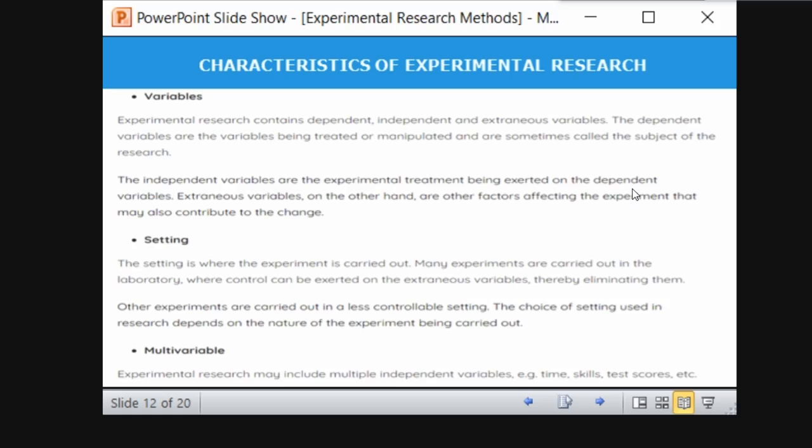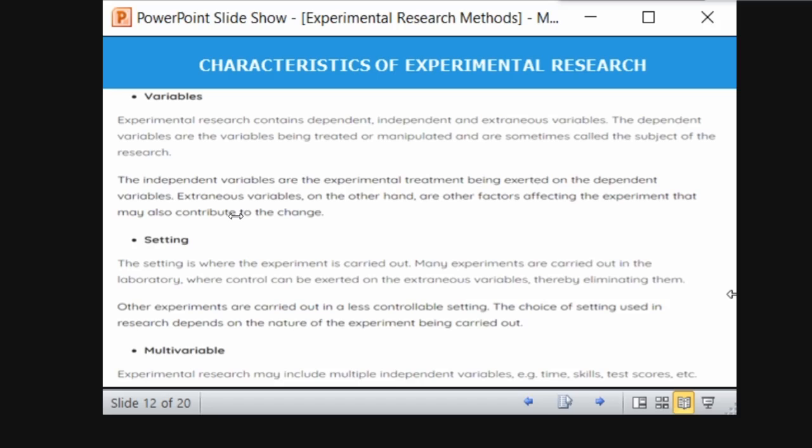If the internet goes, what happens? Our meet and our class will be gone, right? So they are other factors affecting the experiment. These kinds of variables are called extraneous variables. So the setting is the actual environment where the experiment is carried out. Many experiments are carried out in a lab where control can be exerted, thereby eliminating the extraneous variables. Other experiments are carried out in less controllable settings. The choice of setting depends upon the nature of the experiment being carried out.